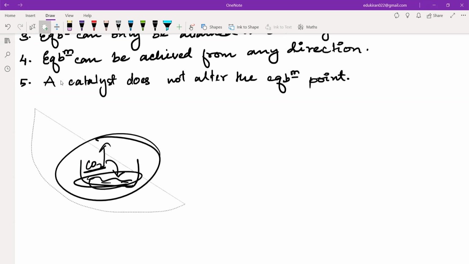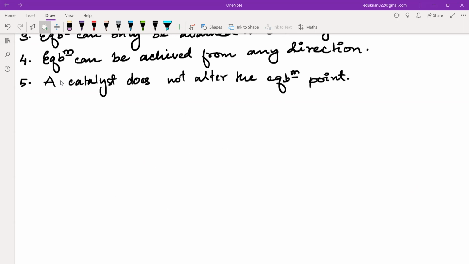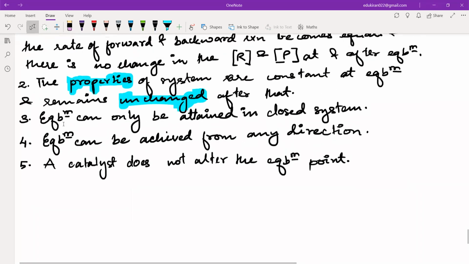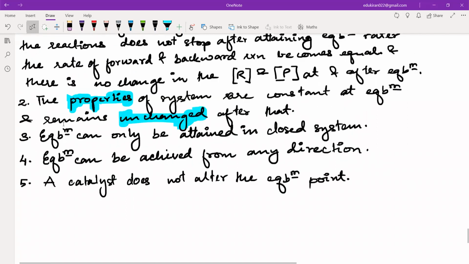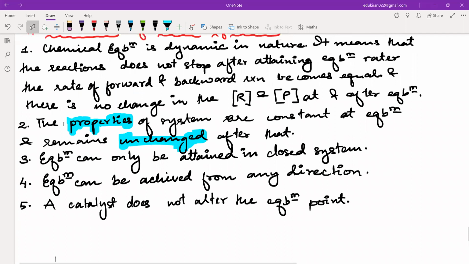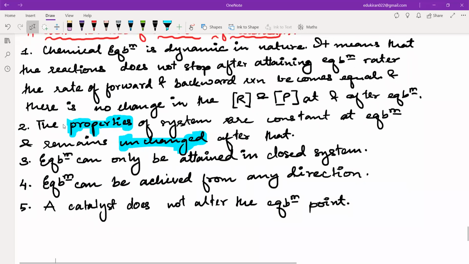Because in an open system, we will lose some material. And if I am losing some material, that means I'm losing some products or some chemical species. And that will hinder the achievement of equilibrium. That will disturb the equilibrium. So this third point is clear with everyone, yes or no? It can be achieved only in a closed system. Yes, sir. Now, equilibrium can be achieved from any direction.